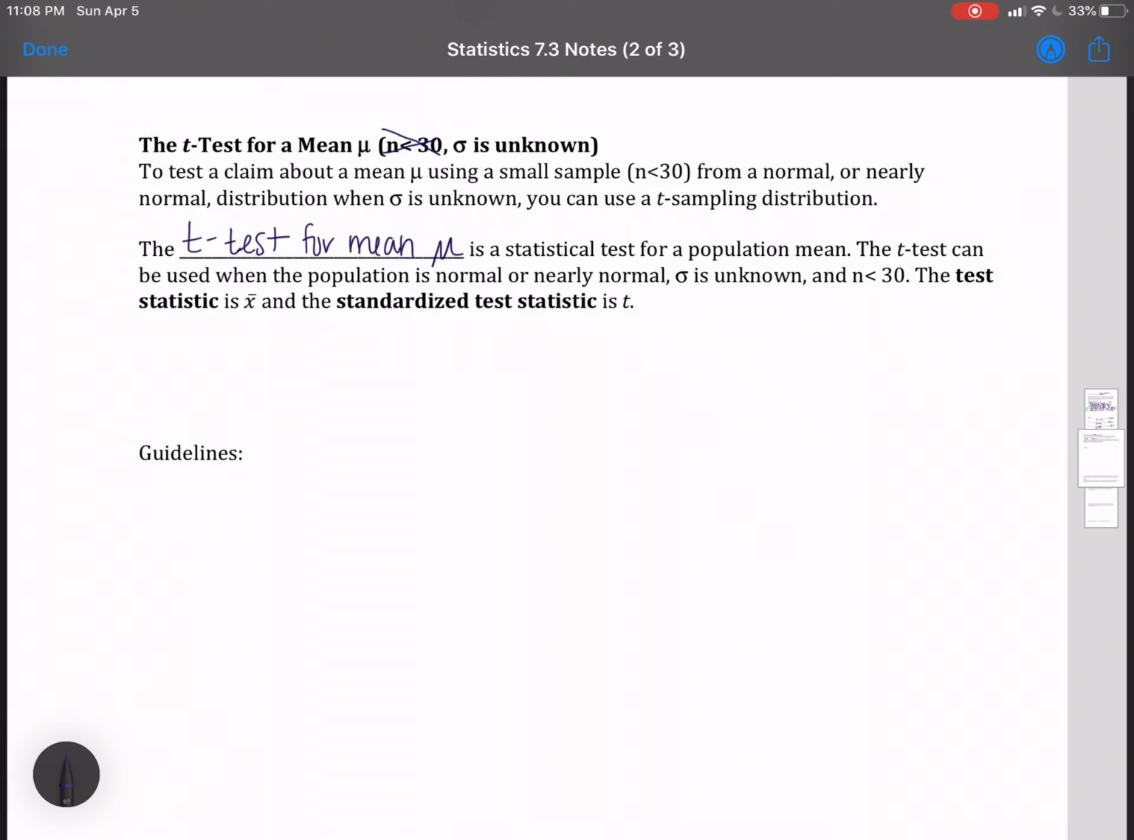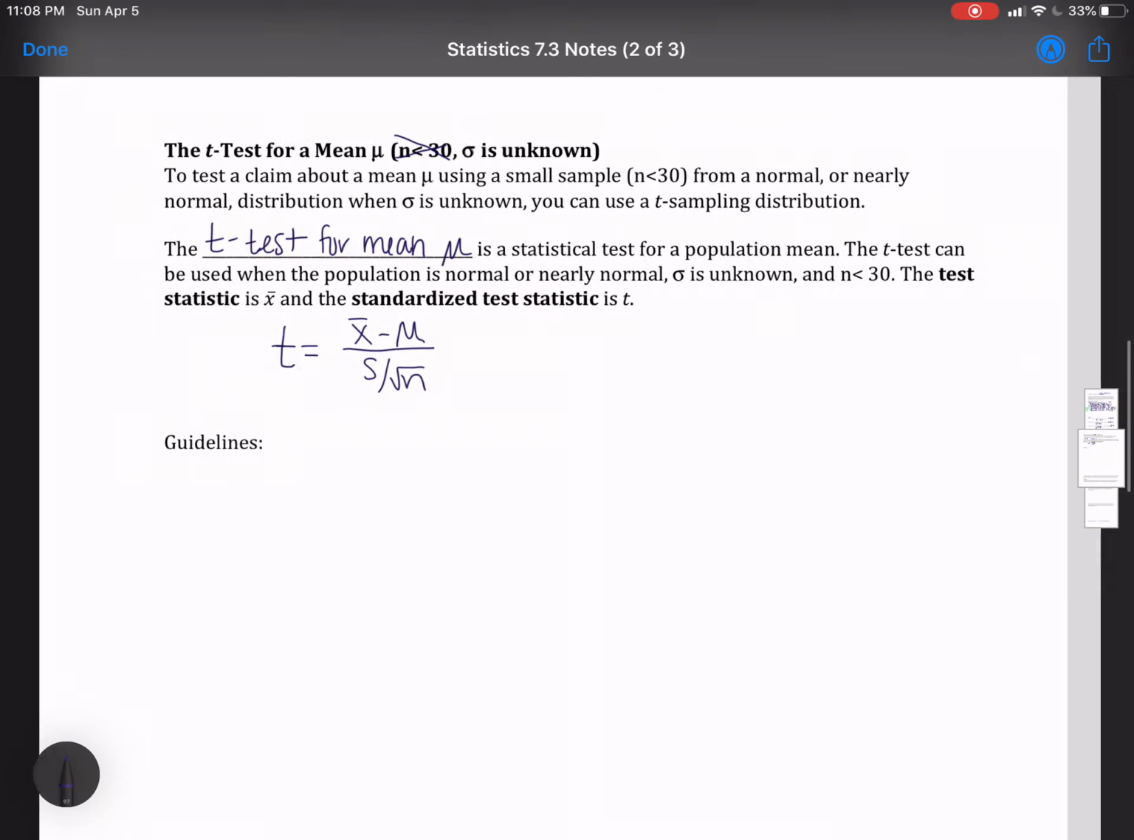The t-test can be used when the population is normal or nearly normal, sigma is unknown, and n is less than 30. The test statistic is x bar, and the standardized test statistic is t. So our new formula: t equals x bar minus mu over s divided by the square root of n. That's very similar to the formula we used in 7.2, except we're going to use everything from the sample rather than the population.